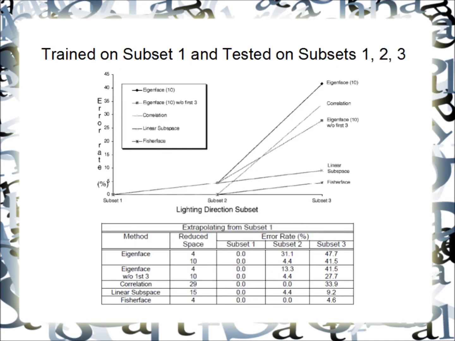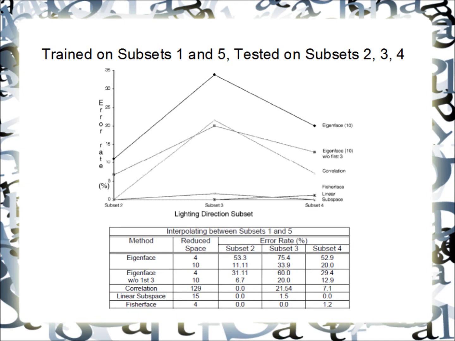So in the first part of this experiment, we used subset 1 as the training subset and tested its accuracy on subsets 1, 2, and 3. In the first test, we see that they all do very well when you use subset 1 for both training and testing. However, when we get to more and more lighting differences, Eigenface and correlation perform very poorly, while linear subspace and Fisherface do pretty well.